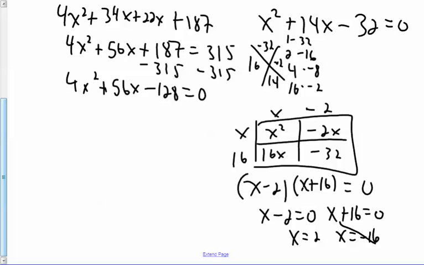Well, we can throw out this negative 16 because we're talking about real life, so it needs to be 2 inches, a 2-inch frame around your stuff.